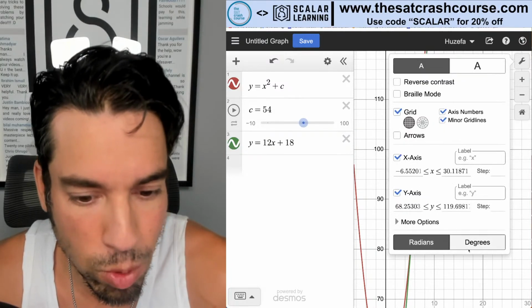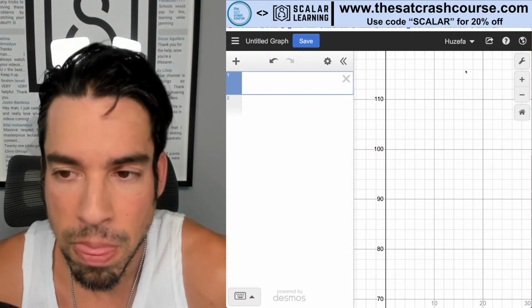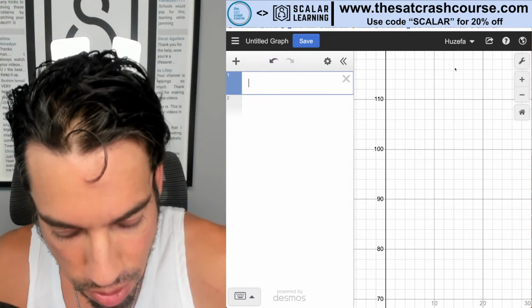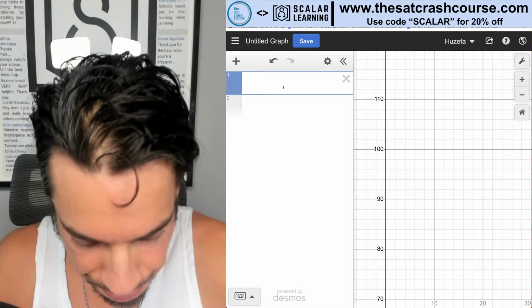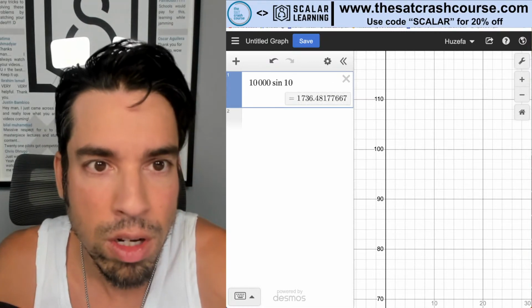If you do this in Desmos, again, they gave us those values. I don't think they're going to do that actually on this SAT because we have full access to a calculator the entire time. But anyways, we use Desmos. Make sure you're in degrees, and we've got 10,000 times sine of 10, and there's our answer, 1736.